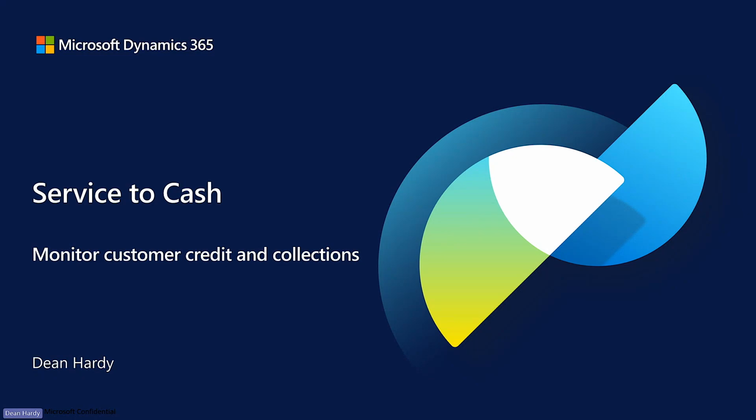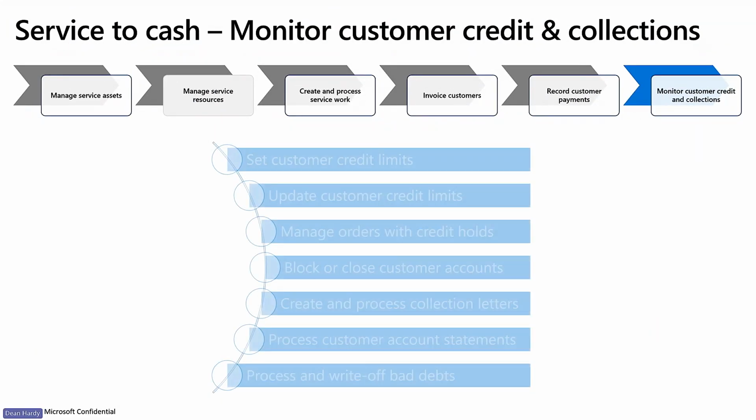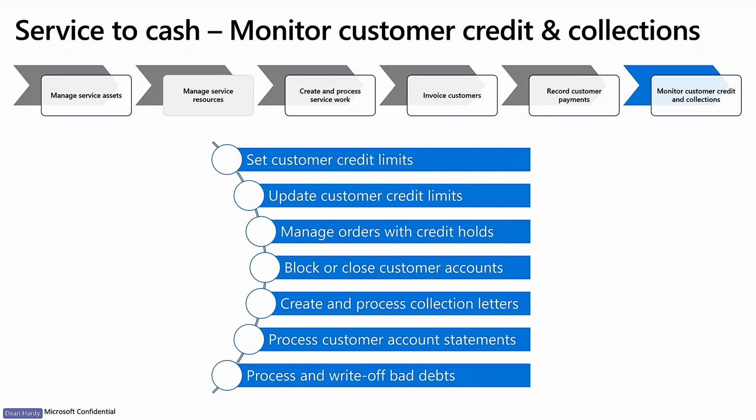Now let's talk about monitor customer credit and collections process area. Examples of common business process flows included in the monitor customer credit and collections area are set customer credit limits, update customer credit limits, manage orders with credit holds, block or close customer accounts, create and process collection letters, process customer account statements, process and write off bad debts.